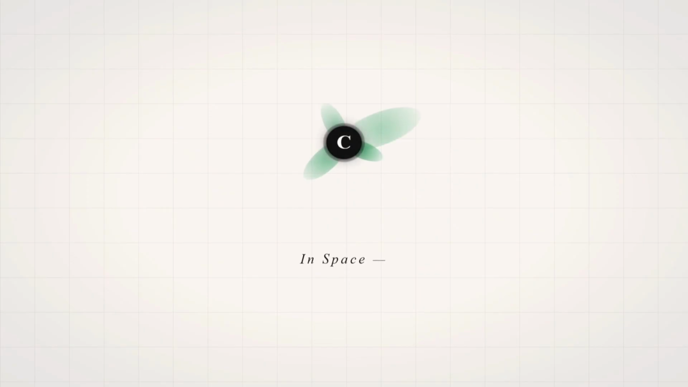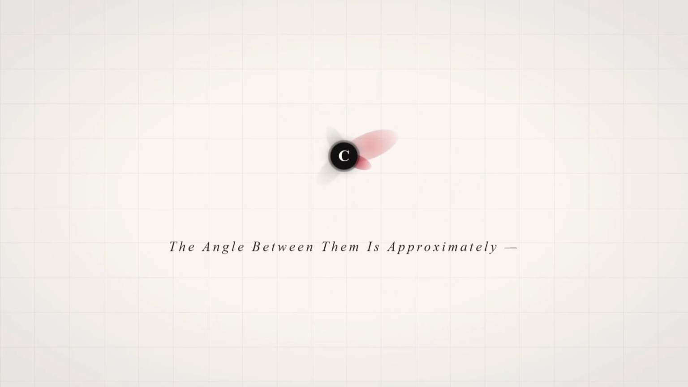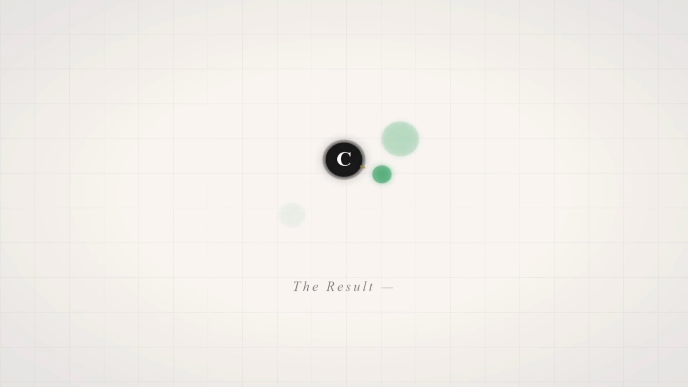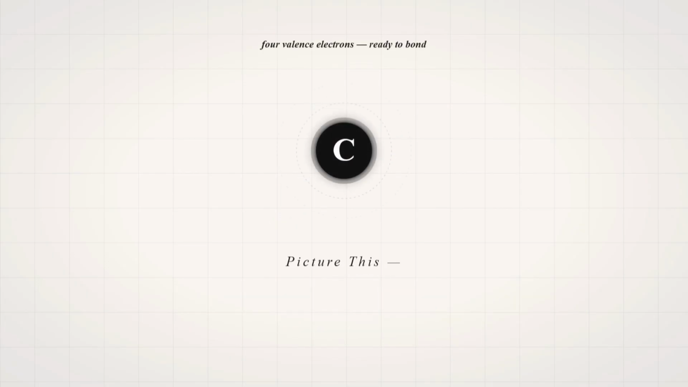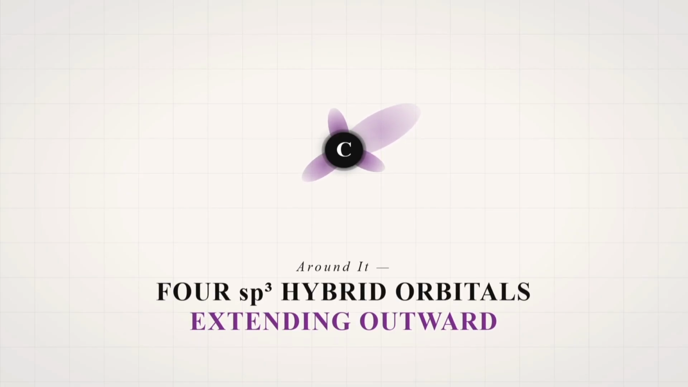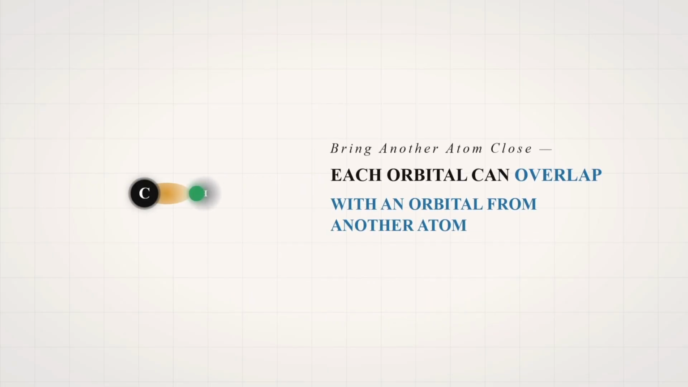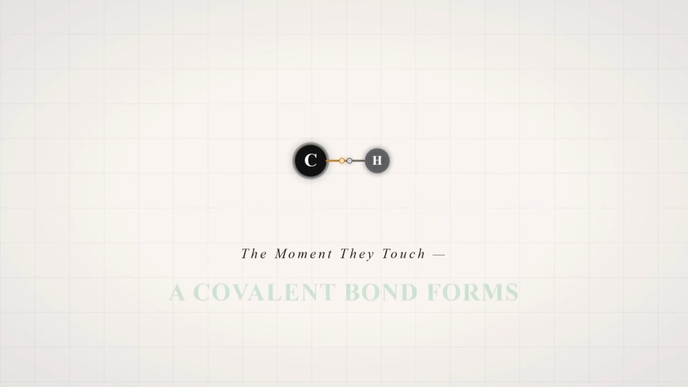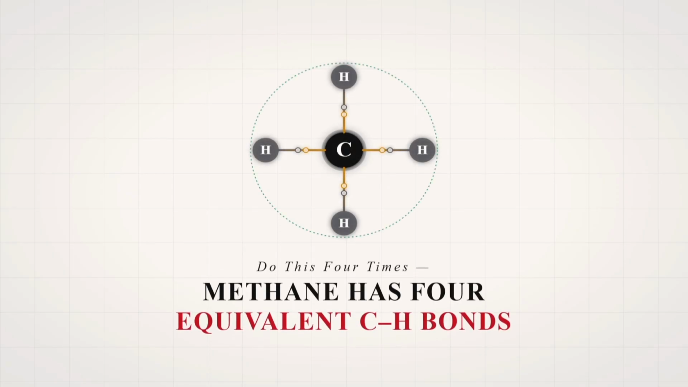These 4 orbitals point in 4 different directions in 3-dimensional space, and the angle between them is approximately 109.5 degrees. This produces a tetrahedral arrangement. Now imagine a carbon atom at the center, with 4 sp3 hybrid orbitals extending outward. Each orbital contains 1 electron. Each can overlap with an orbital from another atom, and each overlap creates a covalent bond. This is why methane has 4 equivalent C-H bonds.